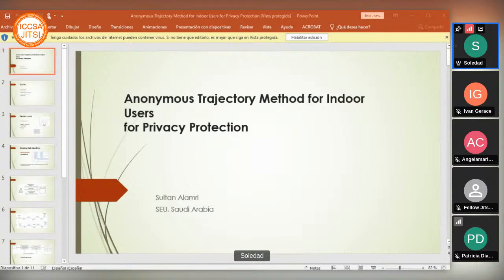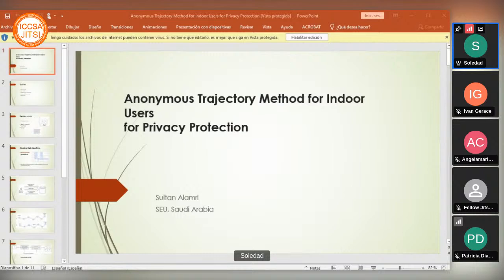The outline for this talk is as follows. First we'll talk briefly about the related work, then the motivation of this, and then the cloaking cell algorithm, which is the proposed algorithm, and then we'll talk about the result evaluation, and then we'll end with the conclusion.